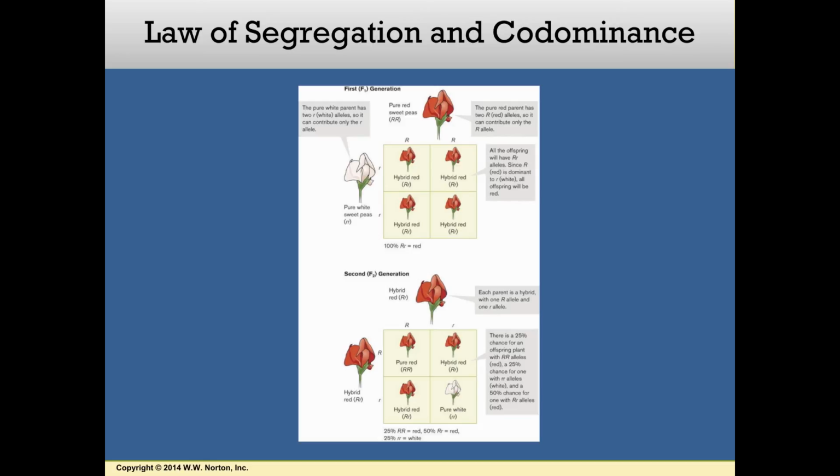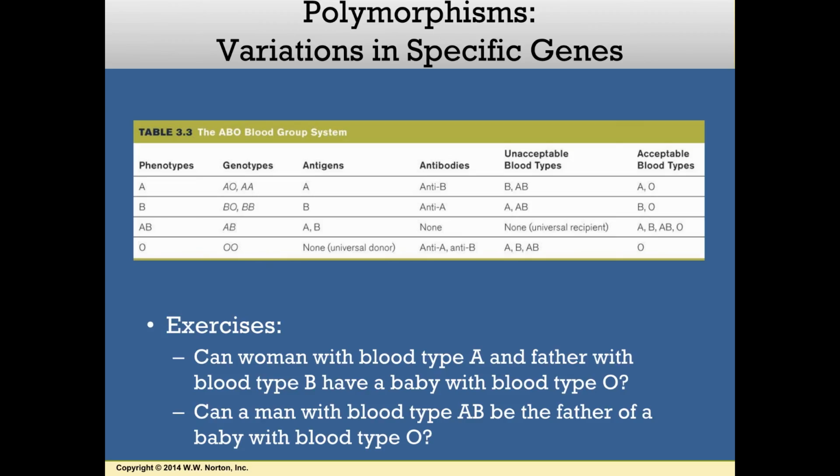If these flowers are crossed, the offspring will be a combination of pure red, which is a genotype big R, pure white, genotype of little r, and pink, which is heterozygous genotype big R, little r, or shown here as hybrid red. Let's apply these principles to humans.